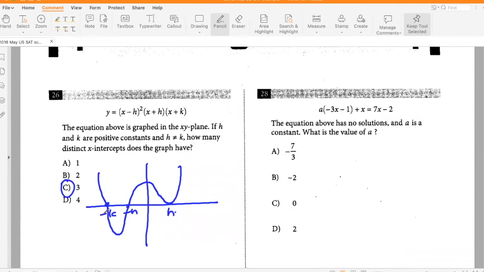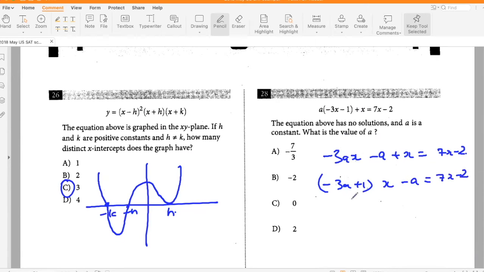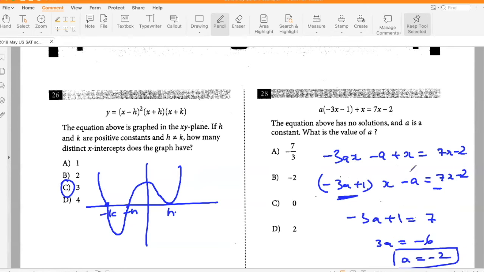The equation above has no solution and A is a constant. What is the value of A? Okay. So minus 3ax minus A plus x is 7x minus 2. So minus 3a plus 1x minus a is 7x minus 2. So for no solution, the coefficients of x should be equal. So minus 3a plus 1 is 7. So 3a is minus 6. So a should be negative 2. And if a is negative 2, then the constant terms are not equal. So yeah.